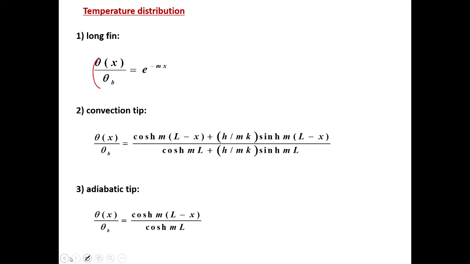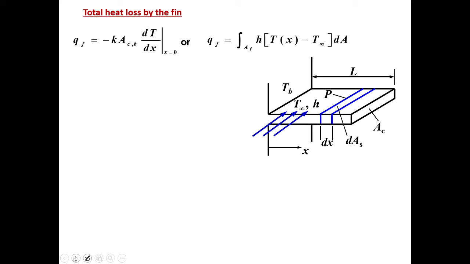For an adiabatic tip, θ(x) upon θb equals cosh m(L minus x) upon cosh mL. Now for the total heat loss by the fin, qf equals minus kA dT by dx, or we can say the integration of h(T(x) minus T infinity) dA, because hA(Ts minus T infinity) is the formula of heat transfer by convection. So after integrating, the total heat loss by the fin can be found, after putting in all of these values.